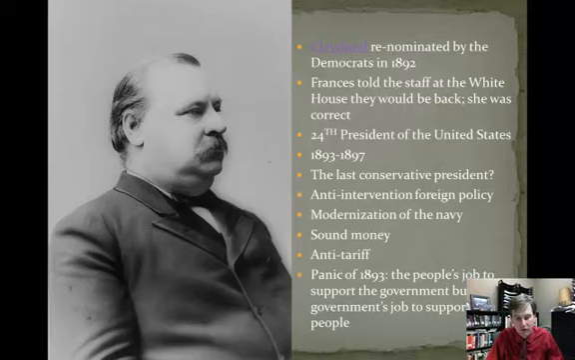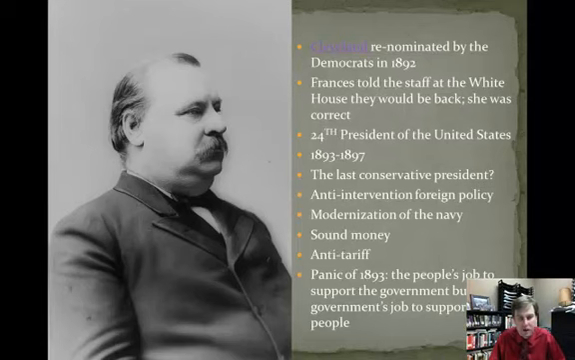And in many ways, Grover Cleveland is the last conservative president. He had an anti-intervention foreign policy, which we'll talk about in Presentation 11. He modernized the Navy. He believed in sound money, the gold standard. He was against a protective tariff. The thing that harms Cleveland's reputation as a president is the Panic of 1893. The country went into a severe depression caused by the government. We'll talk about this in a few minutes.